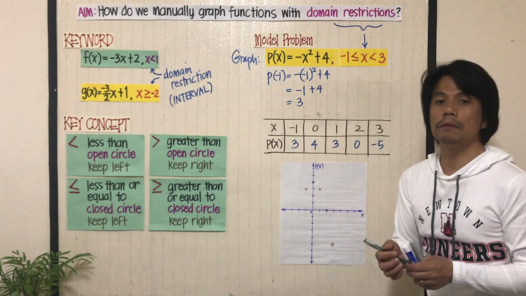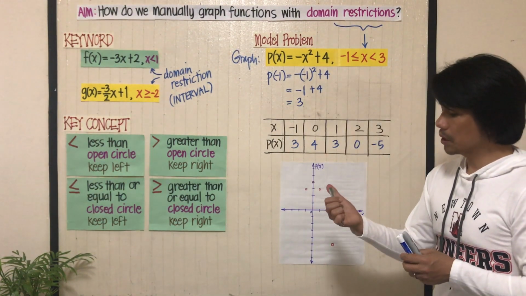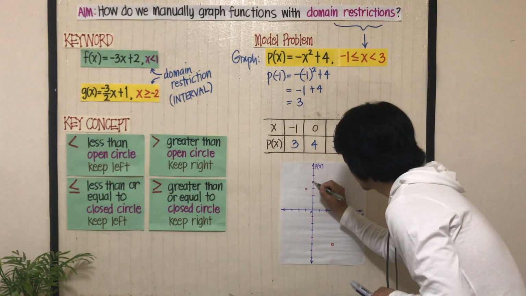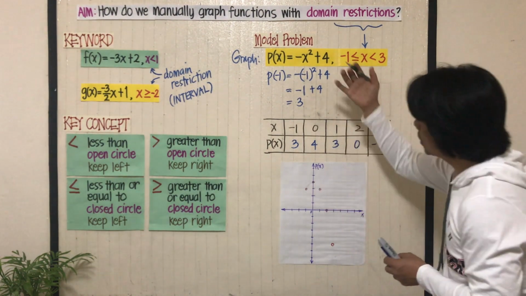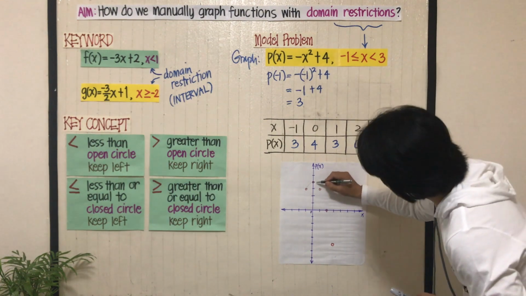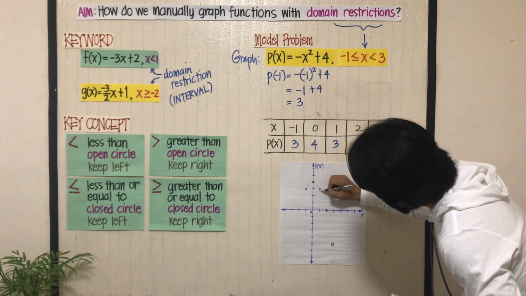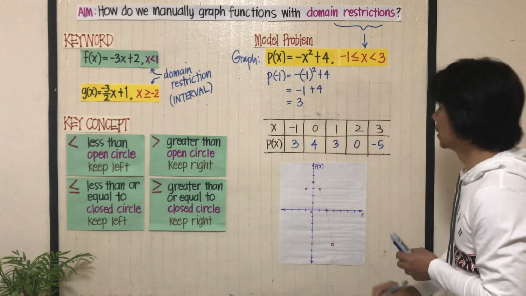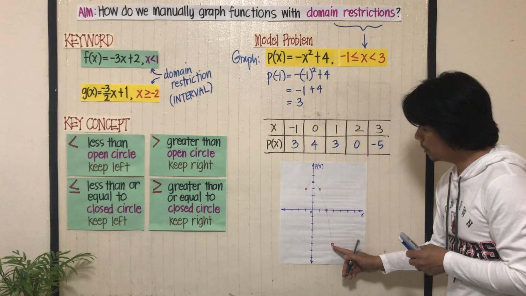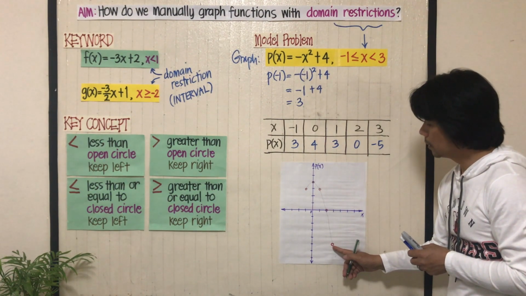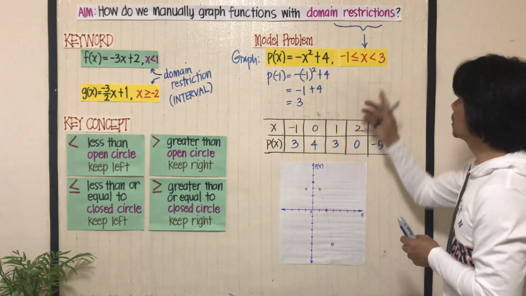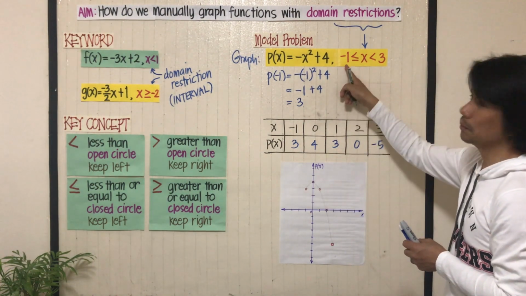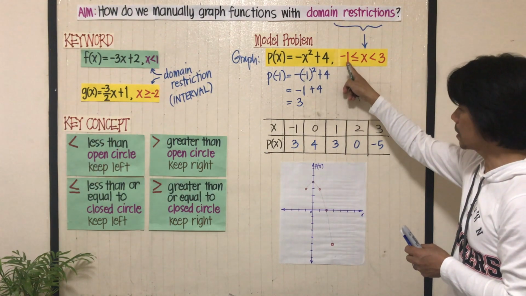As I have mentioned before, every time you sketch, you need to use a pencil first. Since it's a quadratic, I know that it's a parabola graph. Your parabola would look like this. Now, do I have to put an arrow here? No, because of that restriction. Do I have to put an arrow here? No, because of that -1 restriction.